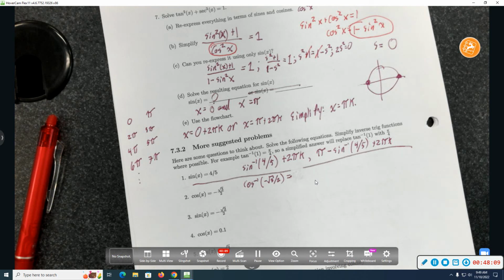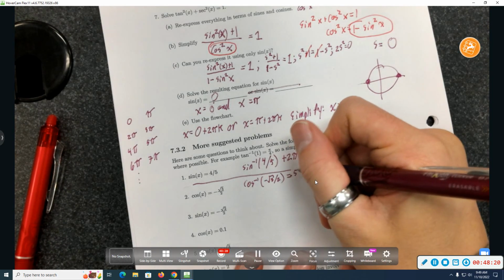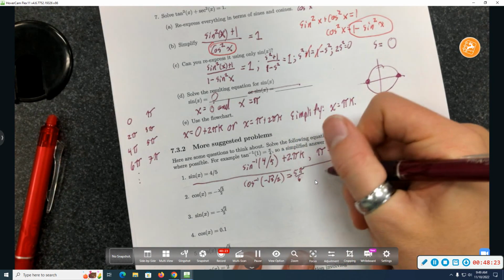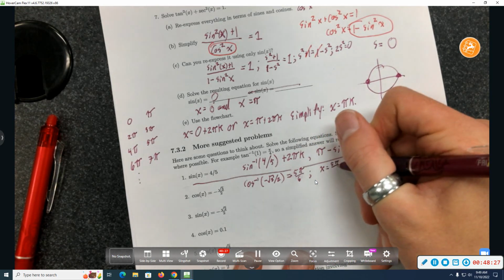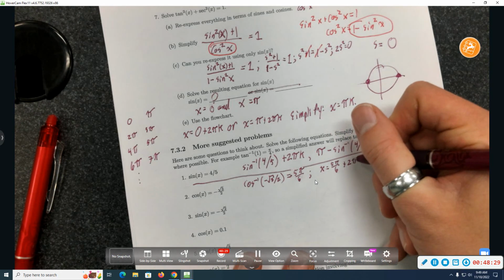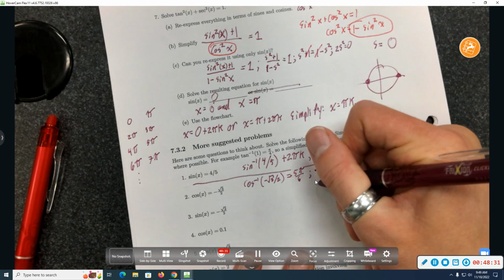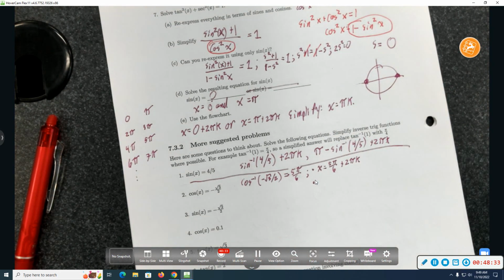So, possibly by looking at your unit circle, what angle gives you cosine equal to negative root 3/2? 5 pi over 6. So I see one solution at 5 pi over 6. So one solution is x equals 5 pi over 6 plus 2 pi k. And that's half of the answers because there should be an answer right there. What angle is that second angle?